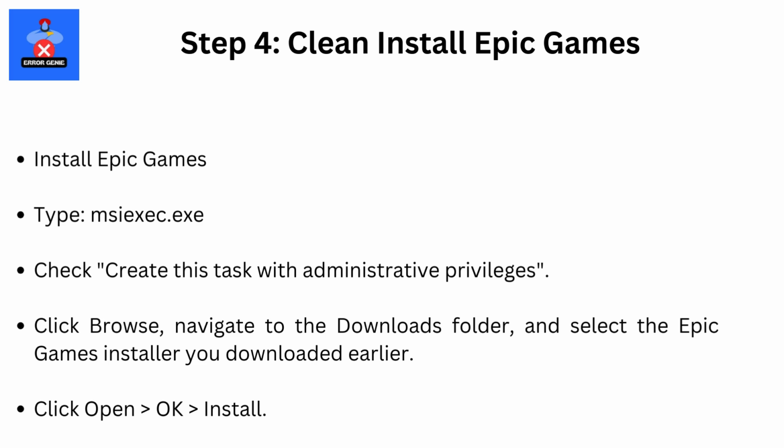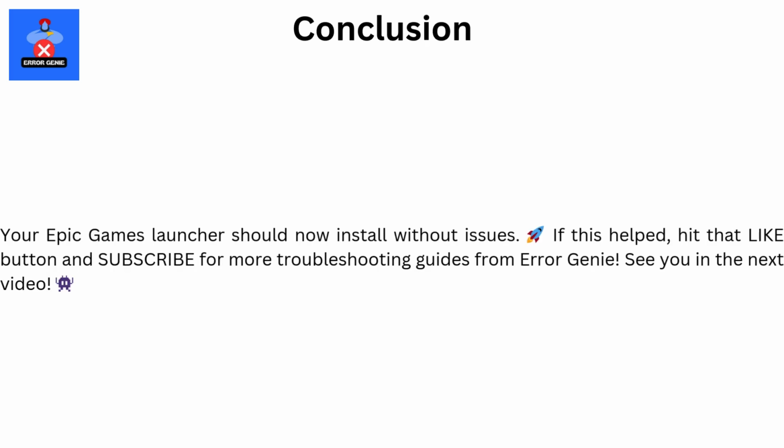Type msiexec.exe. Check "Create this task with administrative privileges." Click Browse, navigate to the Downloads folder, and select the Epic Games installer you downloaded earlier. Click Open, then OK, then Install. That's it. Your Epic Games Launcher should now install without issues.